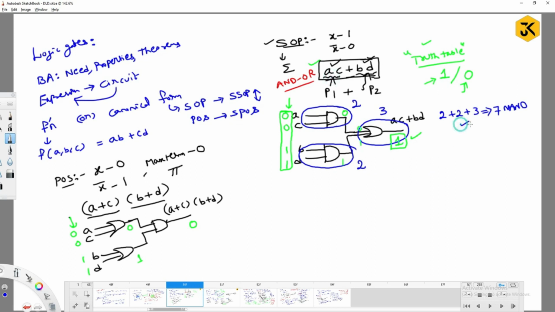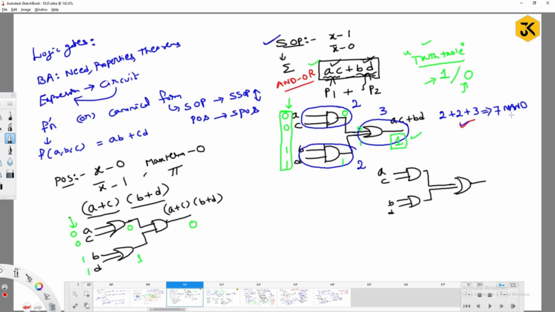This is the general procedure. But if your data is available in the form of sum of products, the simple solution is to take out the same structure. You are going to have AC, you are going to have BD. It will look like this, right? Now try to observe. This procedure is perfectly fine, but can we reduce it to less than 7 NAND gates?